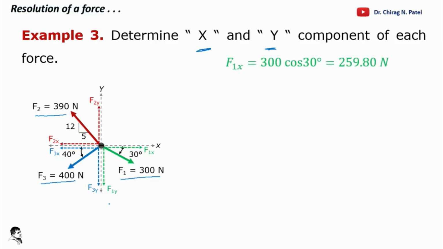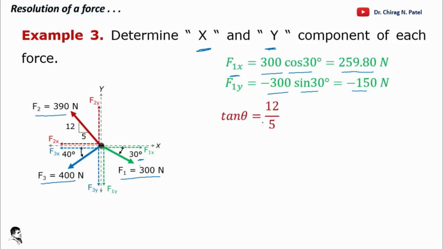So first of all we find out F1x here. F1x is 300 cos 30, because that makes a 30 degree angle with the x axis. So the answer would be 259.80 Newton. F1y, that is in the minus direction, applying sine 30 here, that is minus 150 Newton. I think it is clear now.